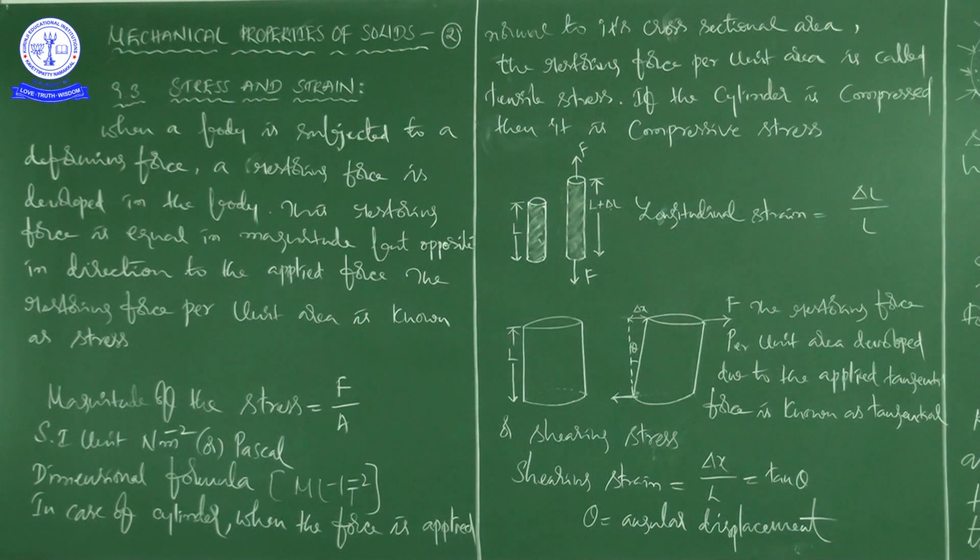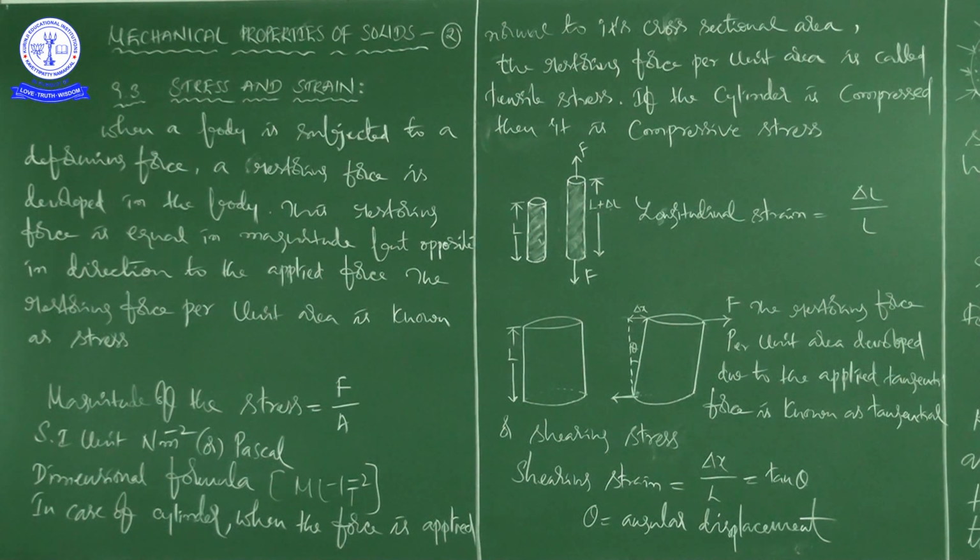You can also compress the cylinder, and if you compress it, then it will be called compressive stress. The situation is the same, but in one case the length of the cylinder is going to increase, in another case it is going to decrease. But anyhow, the length is going to change, because of applying some external force, that is called the deforming force, right? If the cylinder is compressed, then it is compressive stress. Okay, right.